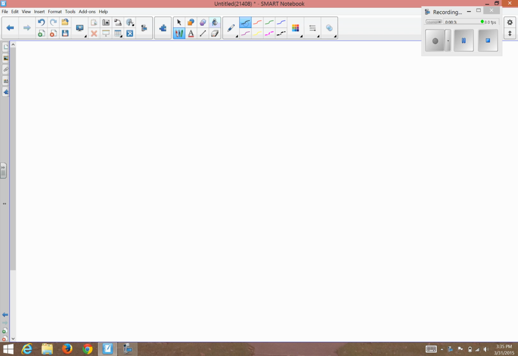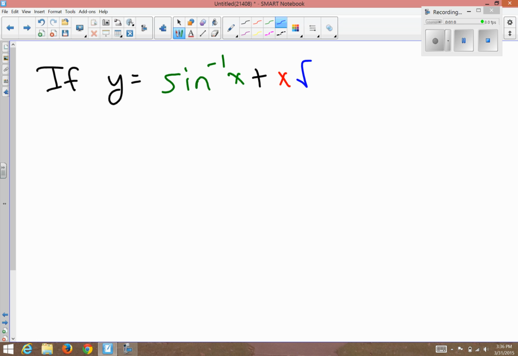First one is, if y equals the arc sine of x plus x times the square root of 1 minus x squared, find the derivative of y with respect to x.